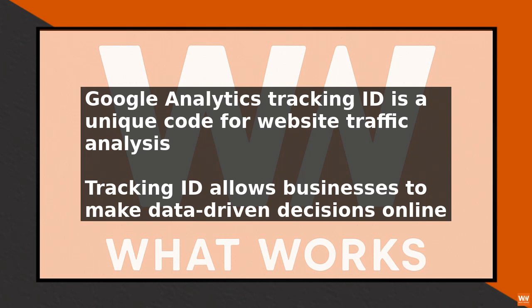The first step is to create a Google Analytics account and set up a property. Once you have set up your property, you will be given a unique tracking ID. This ID is usually in the format of UA-XXXXXX and is used to identify your website in Google Analytics.